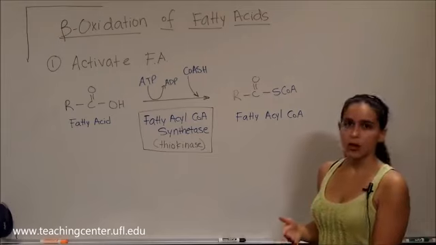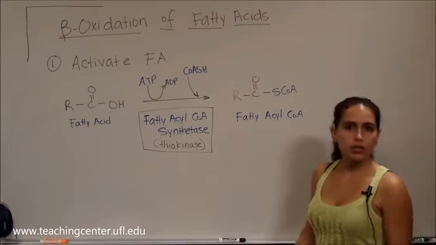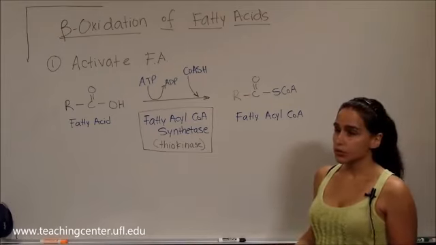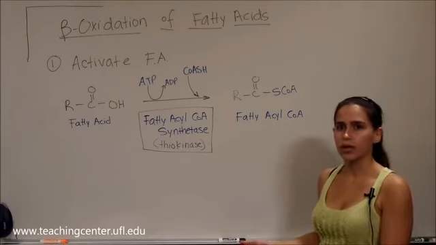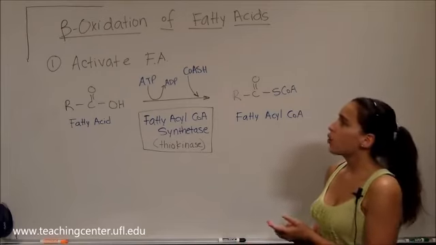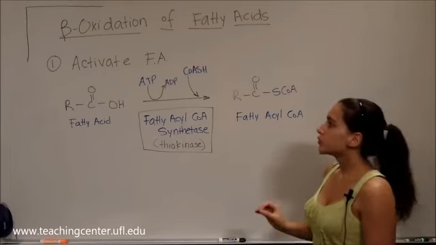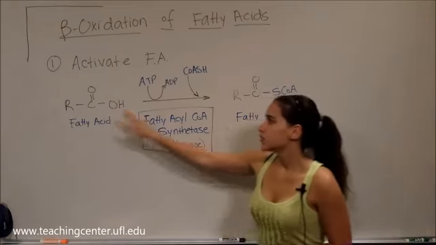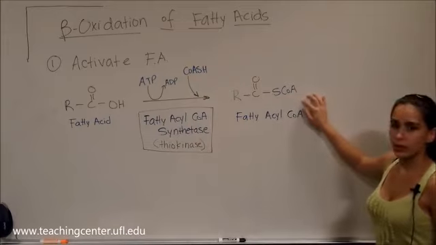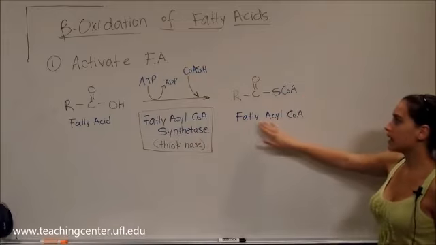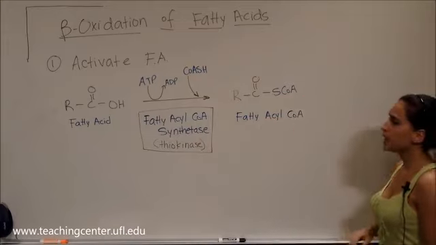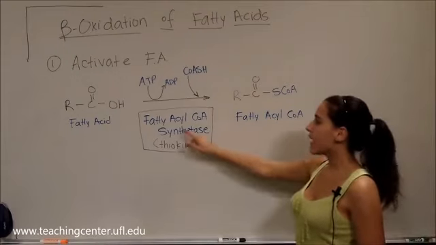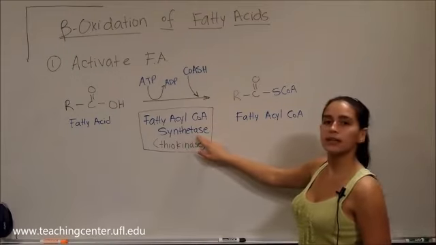However, through oxidation, as we're going to see, we also yield NADHs and FADH2s too, which will also go into the electron transport chain. So what is our first step? First, we have to activate the fatty acid. Activating the fatty acid means we're going to be adding a CoA group at the end, making it a fatty acyl-CoA. This is going to be catalyzed by fatty acyl-CoA synthetase.